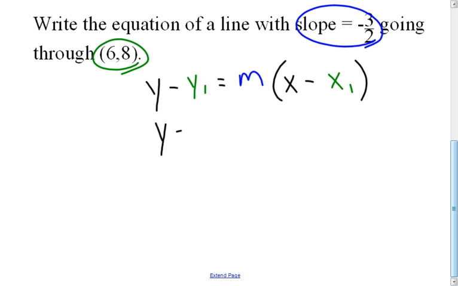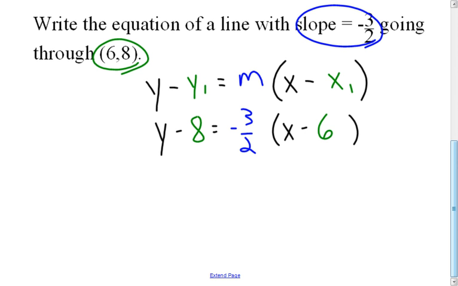So I have y, I'm just going to write down everything that never changes, like so, and now fill in the blanks. Slope is -3/2. My y value at my point is 8. My x value is 6. Right there is the equation of a line that goes through the point (6, 8) with a slope of -3/2.